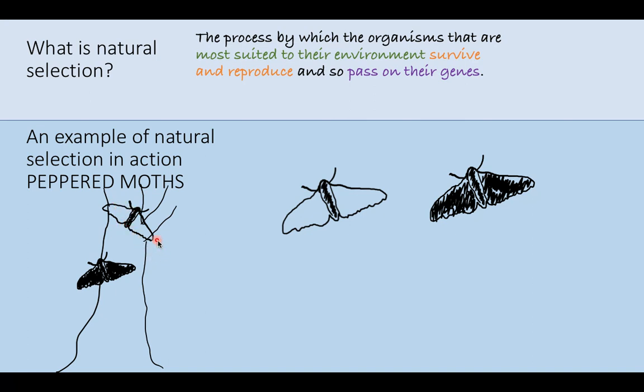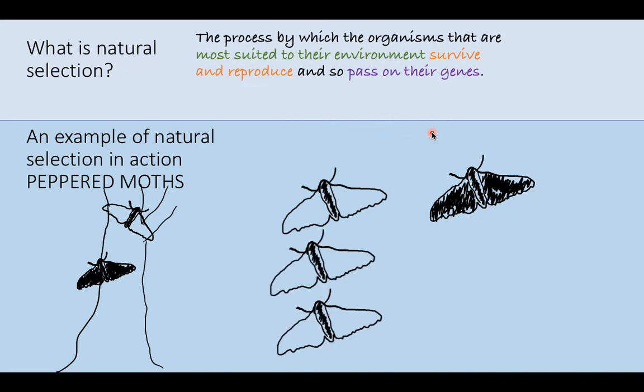And what does that mean for them? Well, it means that any predators, maybe some birds, find it harder to see these pale moths and find it easier to see and so eat the darker peppered moths. So what happens? Well, the dark ones are eaten, the pale ones are able then to survive, and so they reproduce. And then they can pass on their genes, and we get more baby pale peppered moths.